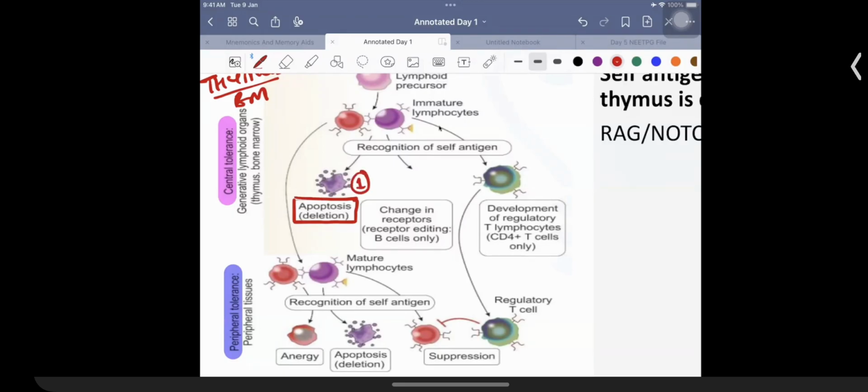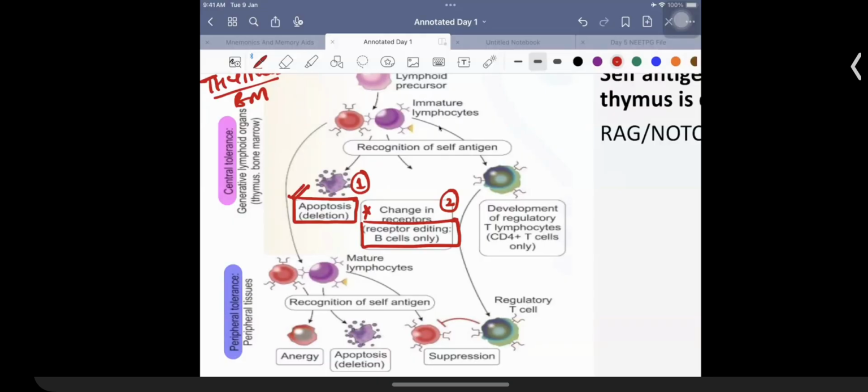Second is receptor editing. Change in the shape of the receptor. It is applicable only for B cells. Remember this fact. This was a previous NEET PG question. Apoptosis and negative selection can be for both B cells as well as T cells. Receptor editing is only for B cells.